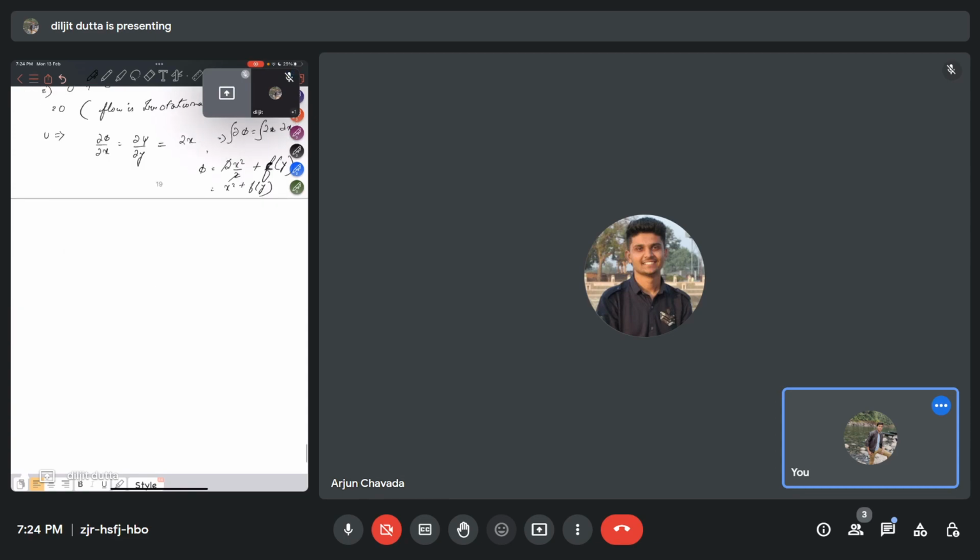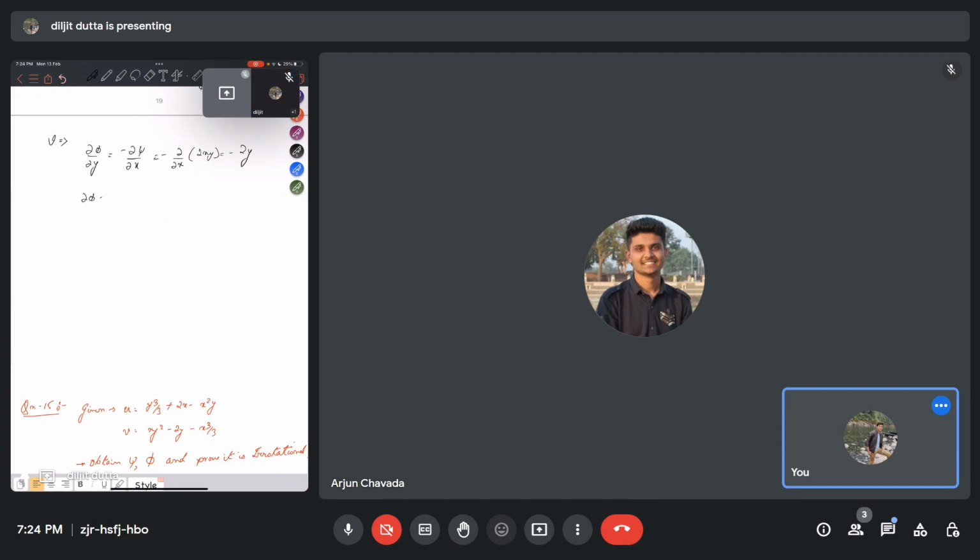Again, by considering v, del phi by del y equals minus del psi by del x, which is minus 2y. So integrating minus 2y dy, phi equals minus y square plus a function of x. So therefore phi equals x square minus y square.